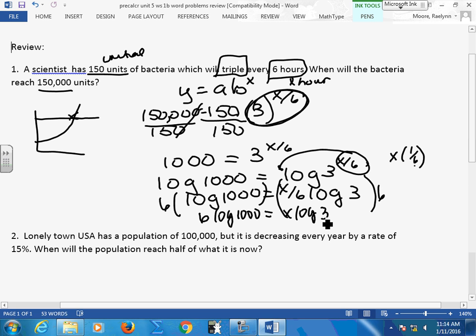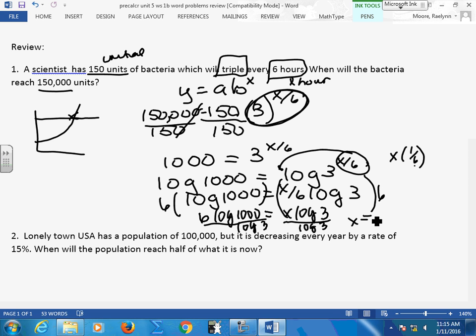Demo. Divide by log 3. Okay? Tell me what x is equal to. Six point two.